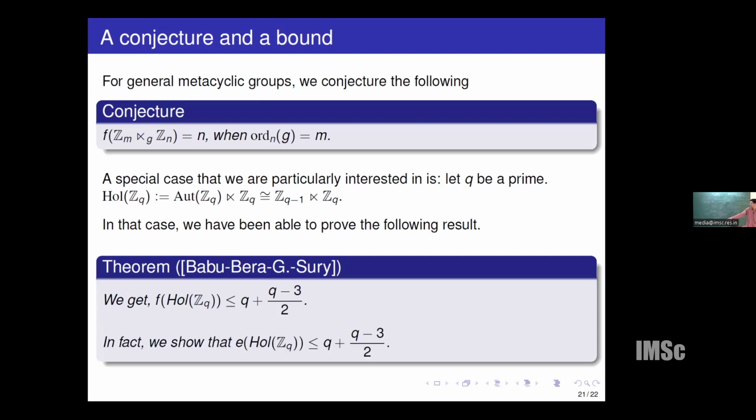In fact, we showed that E of the holomorph of Zq is less than or equal to q plus (q minus 3)/2. We showed that if you take a zero-sum sequence of the holomorph of Zq which is of higher length than this, then we will be able to find a proper subsequence which also adds up to 0, which would prove this bound on E.